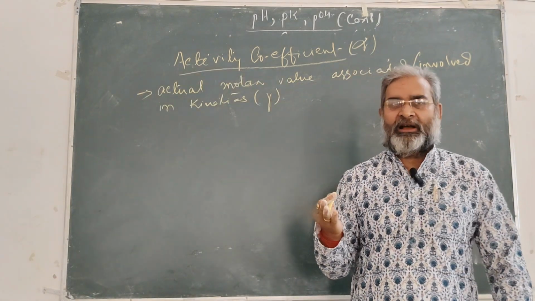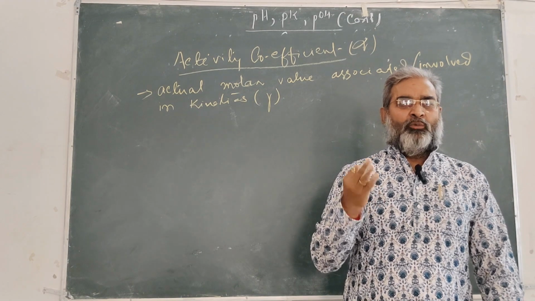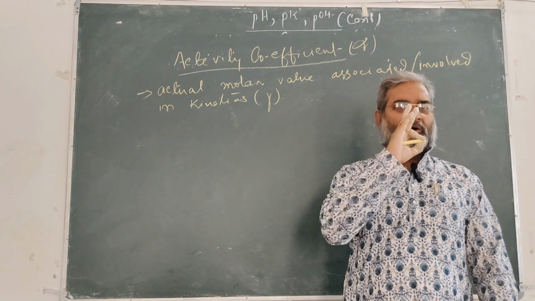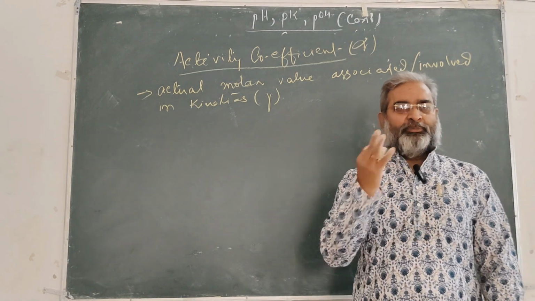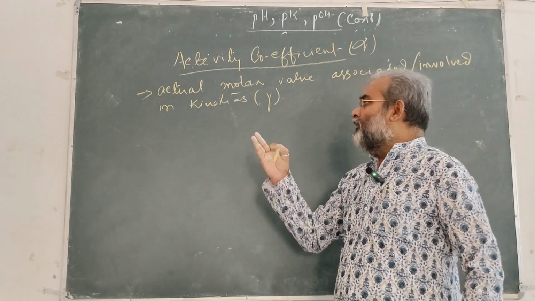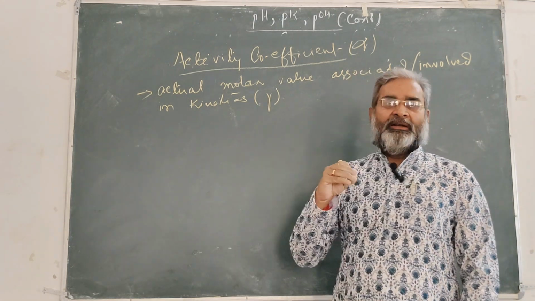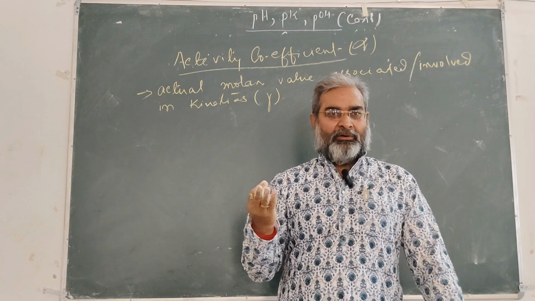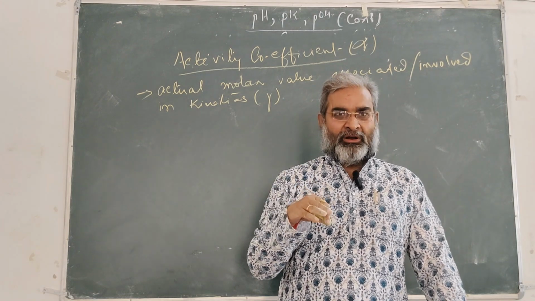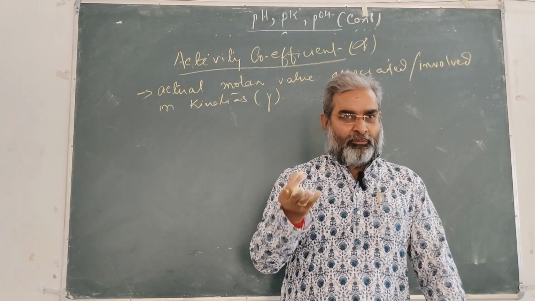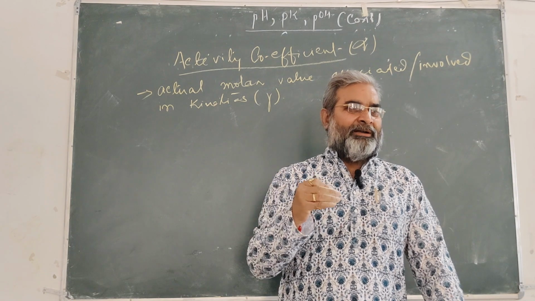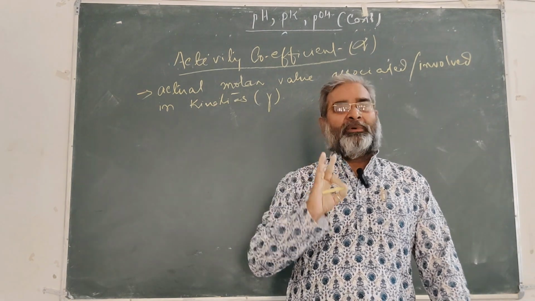That means the value of gamma is always more than molar value or less than molar value. क्या होगा? ये मोलर वैल्यू से ज़्यादा होगा कि कम होगा? अगर आपसे ये पूछा जाए कि what is the value of gamma, it is always more than the molar value, it is always less than the molar value, it is equal to the molar value, or it may be more than or less than the molar value.